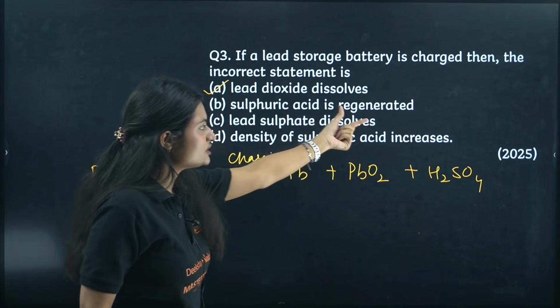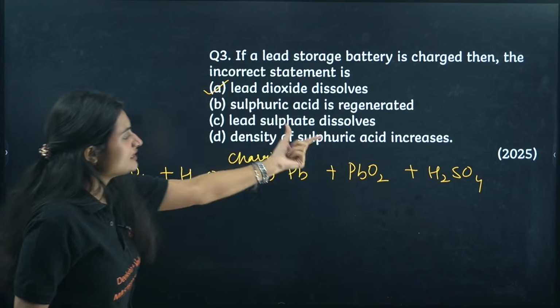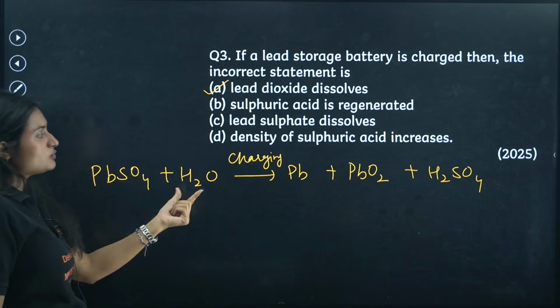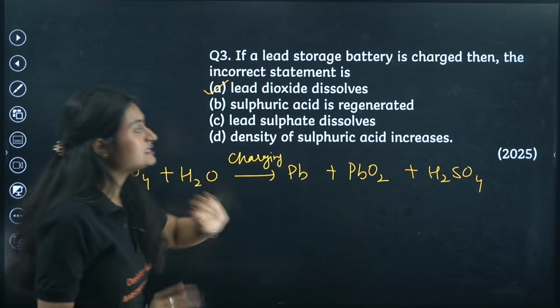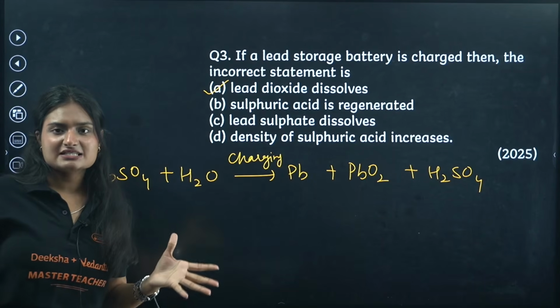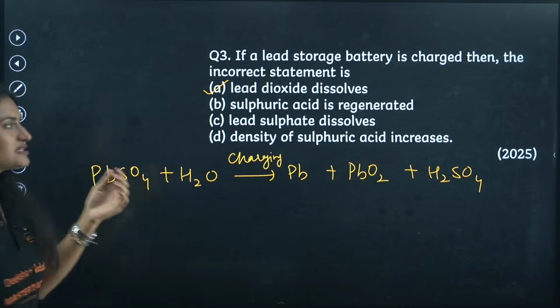Sulfuric acid is regenerated. Yes, as you can see, sulfuric acid is generated. Lead sulfate dissolves. Yes, lead sulfate dissolves in water, and this is the equation that is happening here. Density of sulfuric acid increases. Yes, as the amount of sulfuric acid increases, its density also increases. So, that means your correct answer is option A.